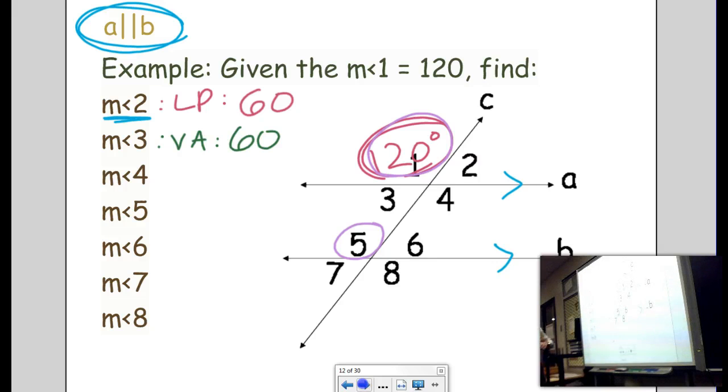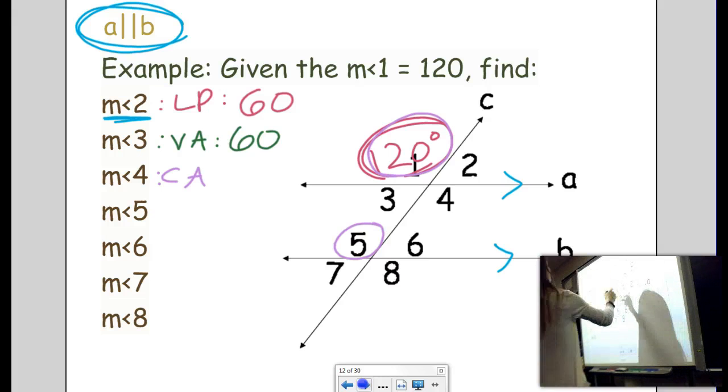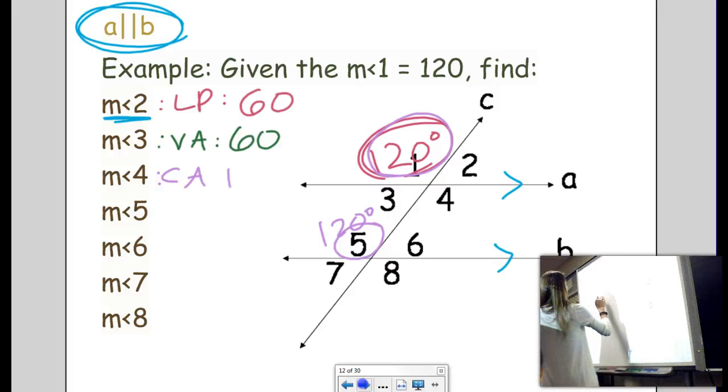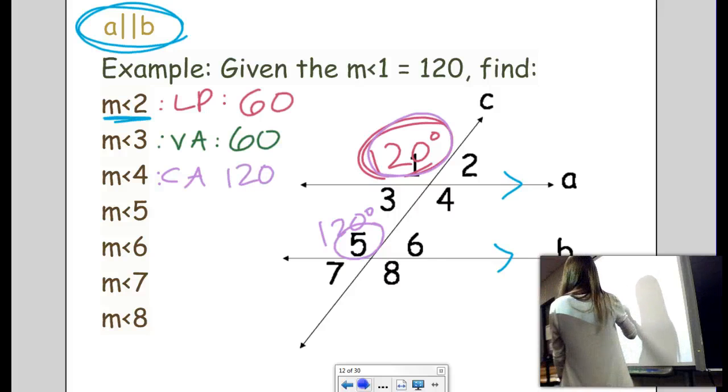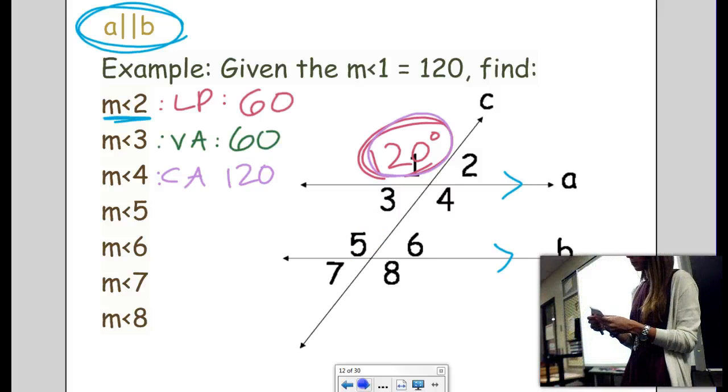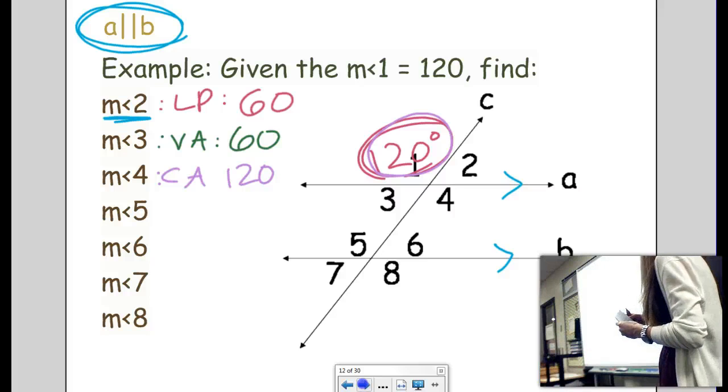Is 5 exterior? I agree that 1 is, but 5 is not. So I call this, yes, ding, ding, ding, the slide one. Corresponding angles. Does that start with an S? No. If it doesn't start with an S, they're congruent. 120, 120. All of our angle pairs that don't start with an S are congruent, besides linear pairs.